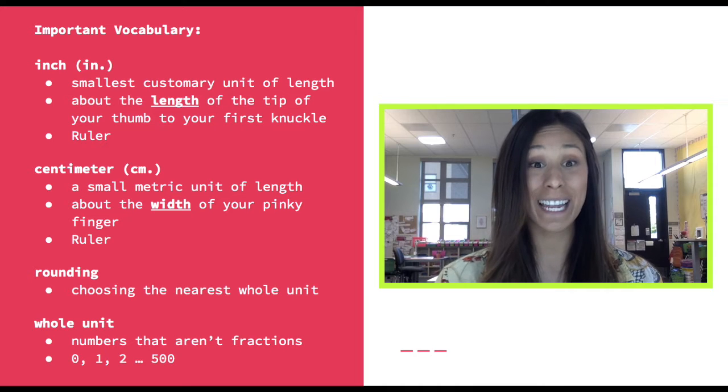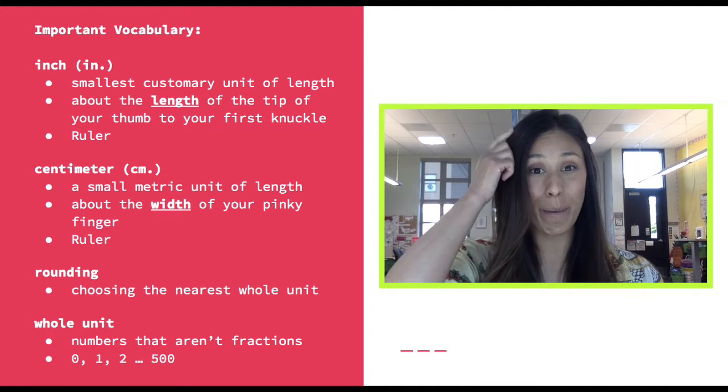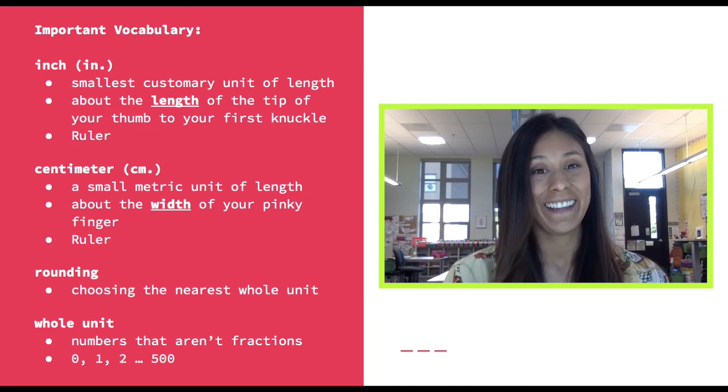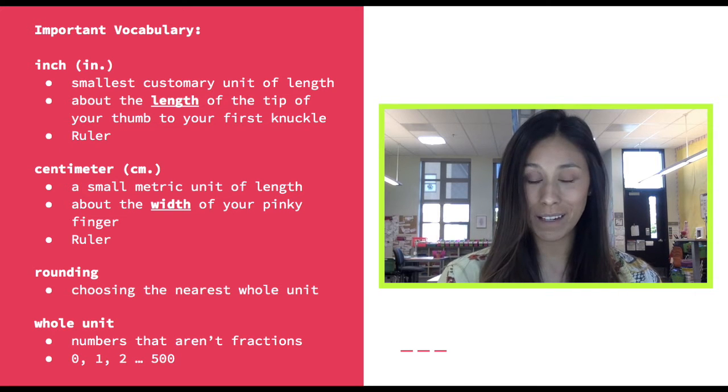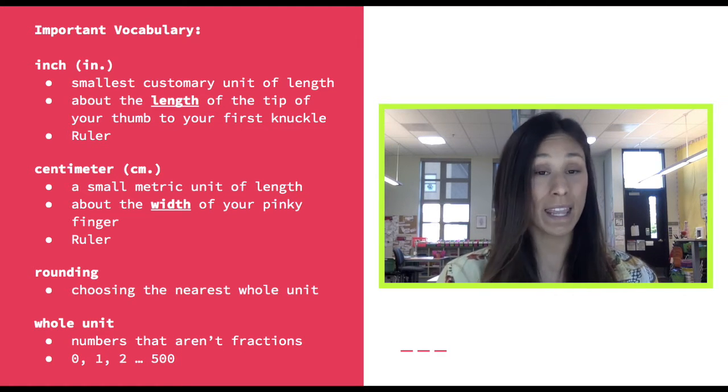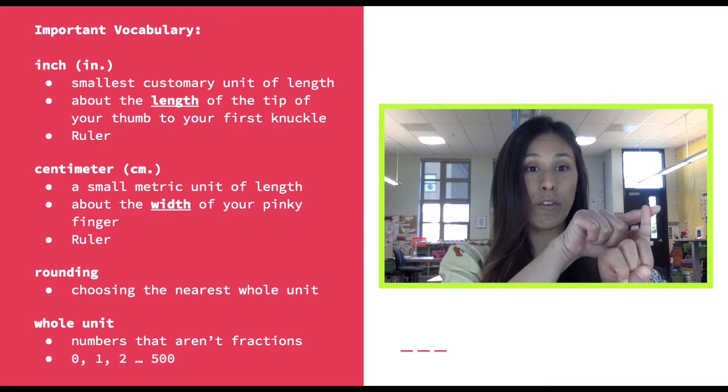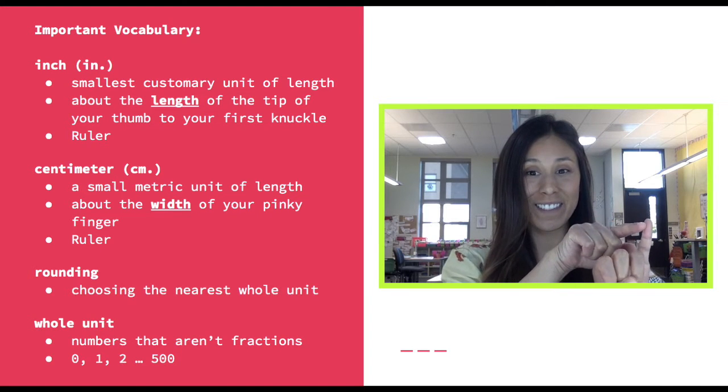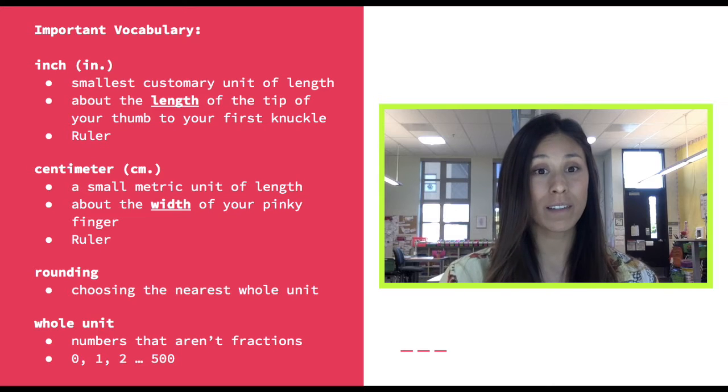Our next word is centimeter. Tap your head if you remember the word centimeter. Nice job. Now, centimeter can be abbreviated to CM period. And a centimeter is a small metric unit of length. It's about the width of your pinky finger, so from one side to the other side. We measure centimeters using a ruler.